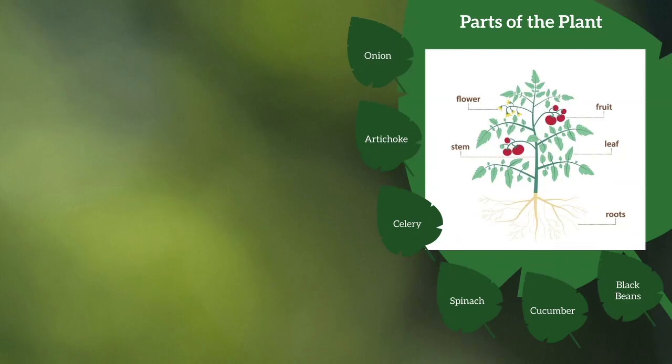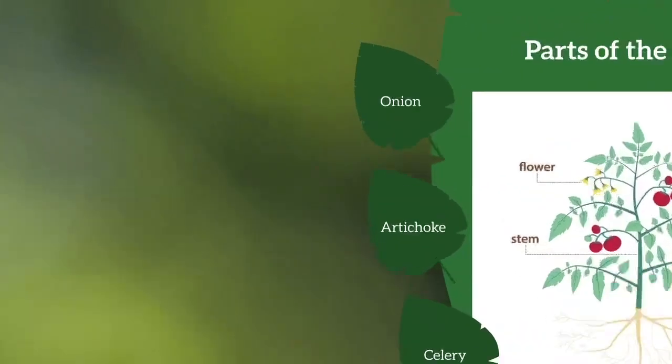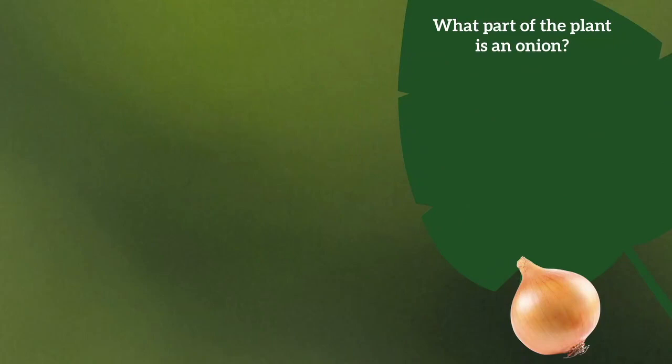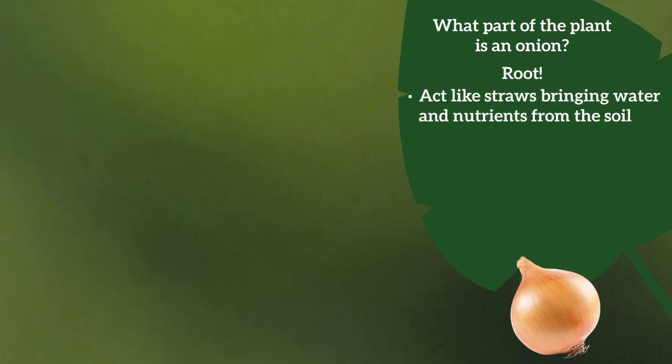Now, as you can see, I have 6 different vegetables that are outlined outside the parts of the plant. The first is an onion. What part of the plant is an onion from? If you guessed the root, you'd be correct.